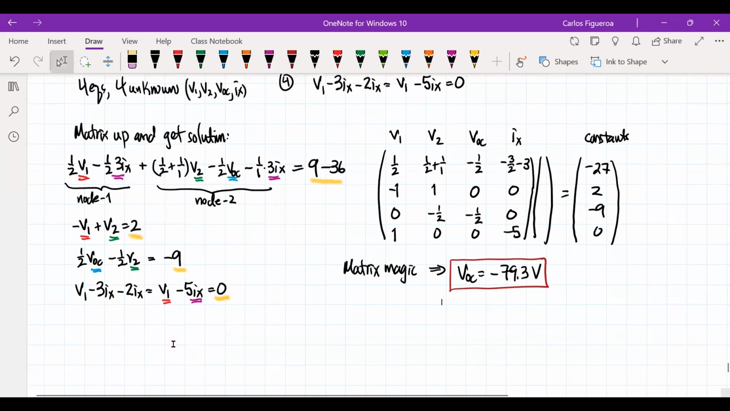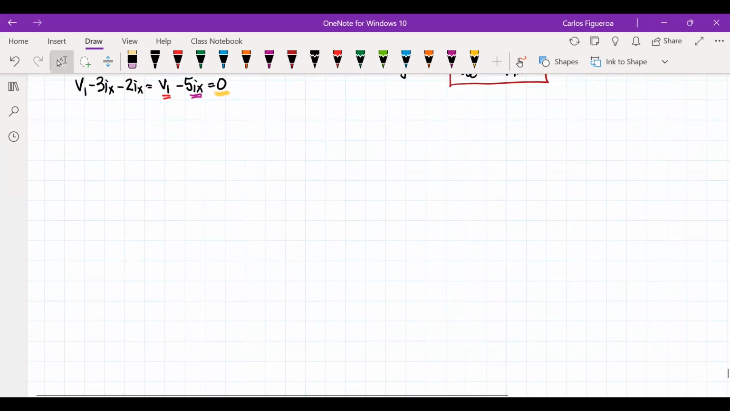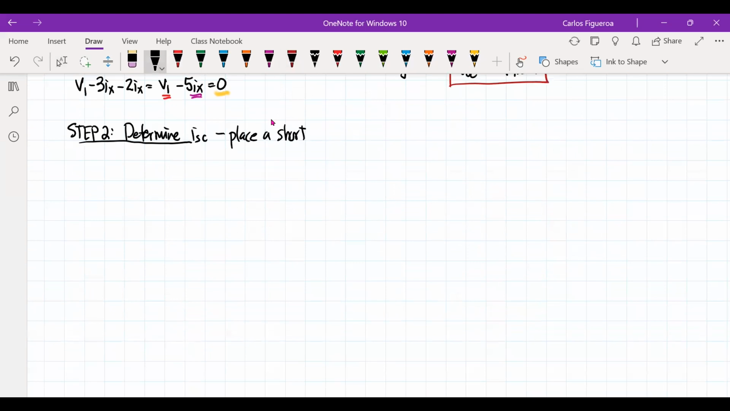So now I'm going to go in and find the short circuit current. So here I go, step 2. I want to determine I short circuit. In order to do this, what do I got to do? That means I got to place a short between A and B.